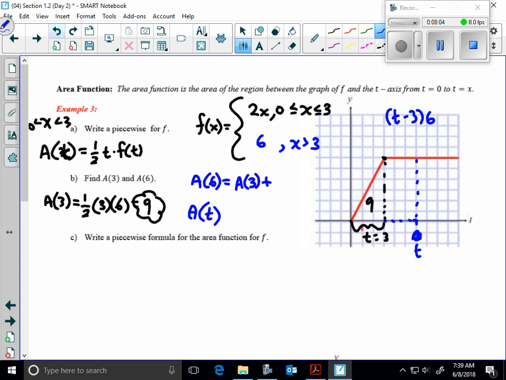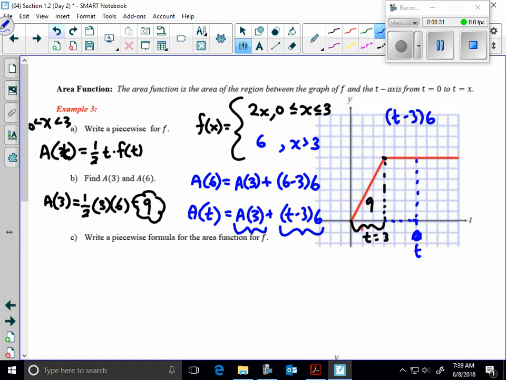if t is greater than 3, we would take our area up to 3 plus t minus 3 times 6. This right here will take care of the rectangle. This right here took care of the triangle. So let's do it for A of 6. So that would mean t equals 6. So 6 minus 3 times 6.